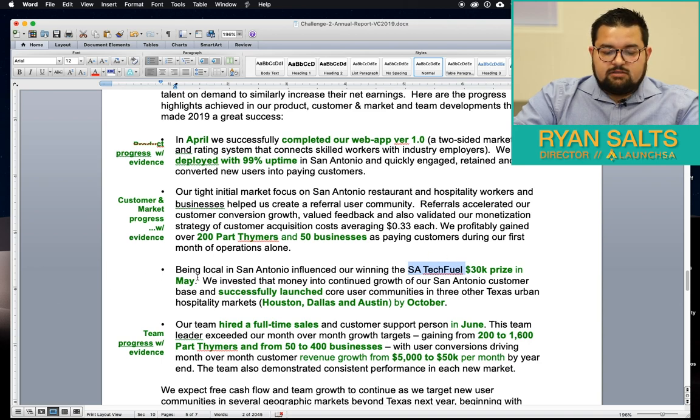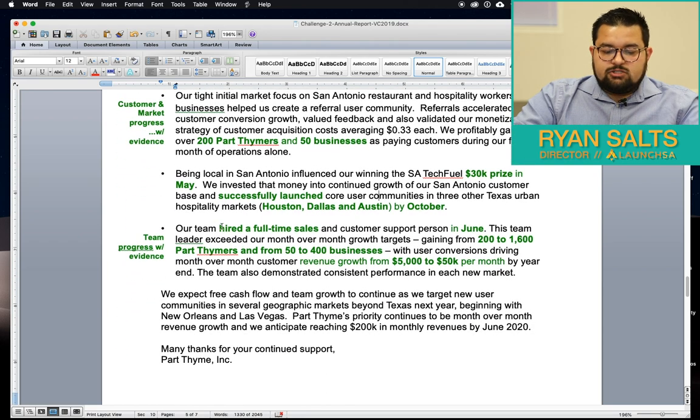So we won that $30,000 in May. We successfully launched in other core communities. And you'll see that those communities are specified, such as Houston, Dallas, and Austin. And then we also made it time-bound by saying in October. And then also other things as they relate to people involved in the business.